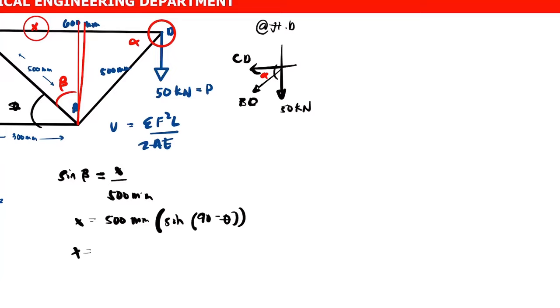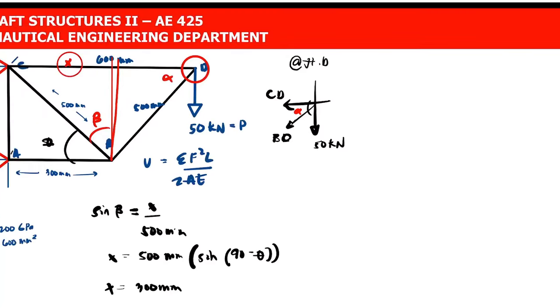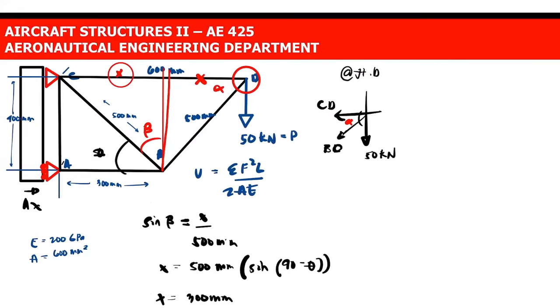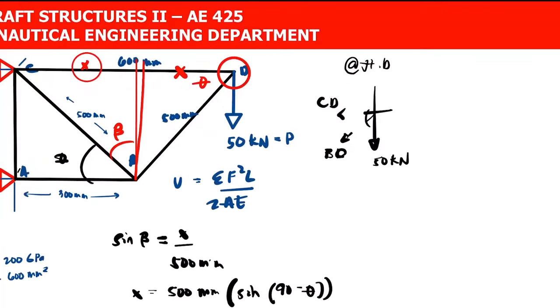So that is 300 mm. So therefore, kung 300 yan, and this is also 300. Ito is 300 din, guys. So, sakto na, sa gitna siya. Pangit lang drawing ko. So, therefore, pwede nating sabihin, this is also theta. And this is also theta.